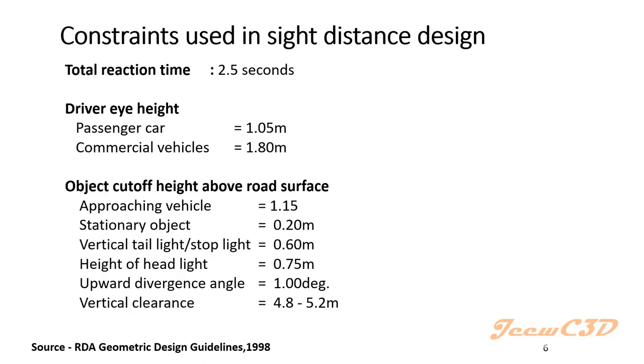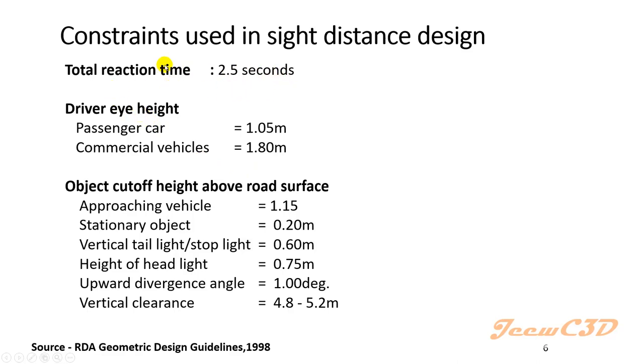Here I have listed the factors which affect the sight distance design. These values are taken from the RDA Geometric Design Guidelines, that means the Sri Lankan standards. If you consider other countries like the USA, Australia or England, they have their own values. Some values are similar to these ones, some are different. So according to the situation, you have to select the values. But as a guide, I have used the RDA Geometric Design Guidelines for sight distance to set out these values, because we are mostly working in Sri Lanka.